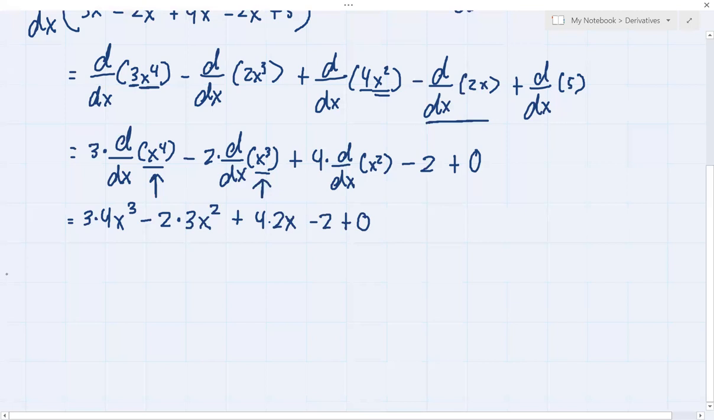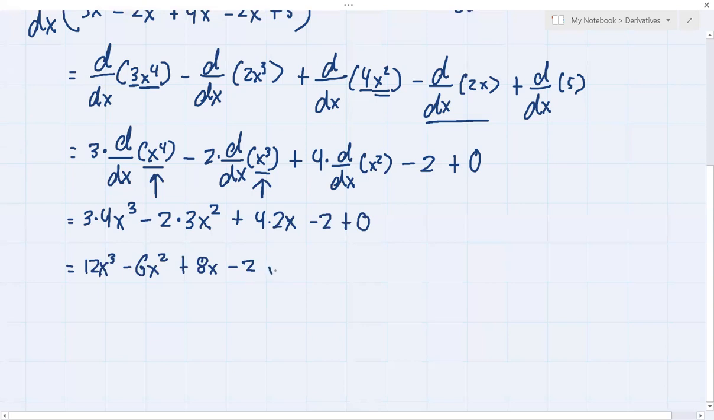Ngayon, let's simplify. 3 times 4x cubed, ang mangyayari dyan, we will have 12x cubed. Next, negative 2 times 3x squared is negative 6x squared. Next, 4 times 2x is 8x. And next, meron tayong negative 2 plus 0. So, ipag-combine natin itong dalawa, negative 2 plus 0 is negative 2. That's it. Okay na.